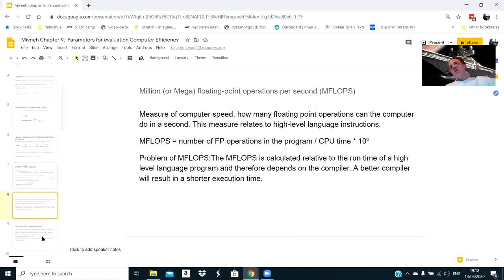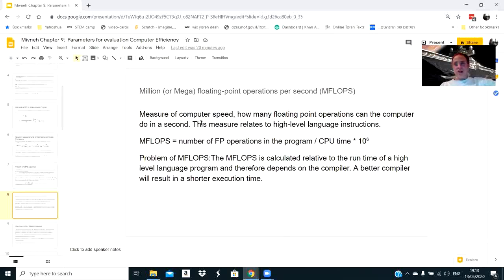The int operations are much faster than the float operations. So we'll take a given program in C++ and ask, how many float operations does this program have? It has 100? Let's see how long they took. This is a measure of how many floating point operations the computer can do in a second.